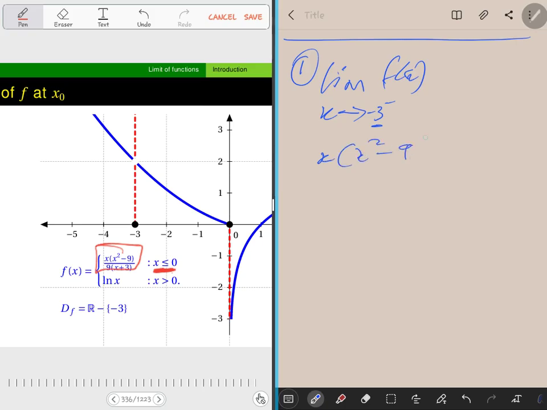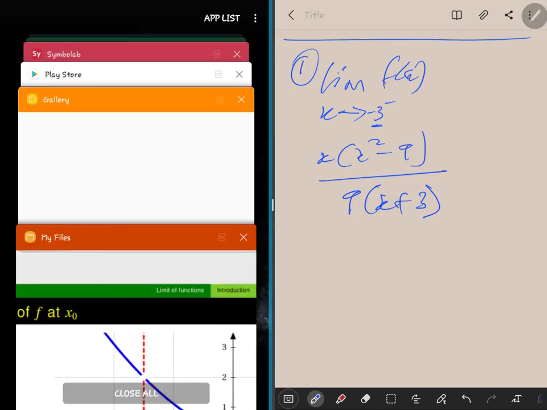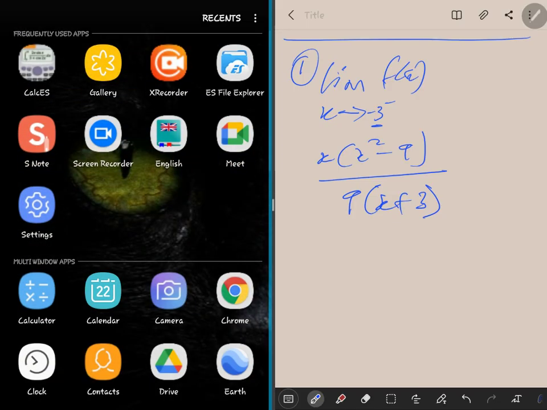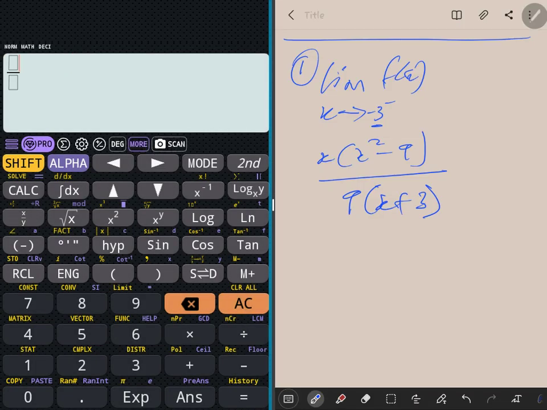So let's see: x squared minus 9 all over x bracket x plus 3. Sometimes you can find the limit just by putting the value in directly. Let's see if that will happen. At times when you don't get the limit, you must do something to the function to get the limit. But at times you just put a value and you get the limit straight away. In our particular case, we end up with something undefined, right?